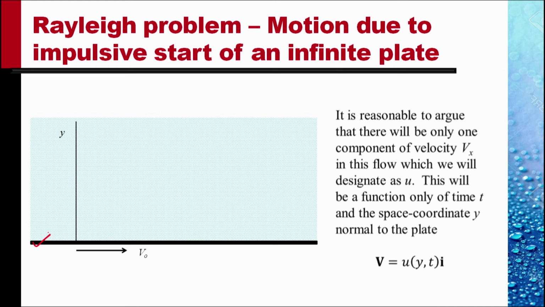It is reasonable to argue that there will be only one component of velocity Vx in this flow, which we will designate as u. This will be a function only of time and one space coordinate y normal to the plate. So the velocity vector of the fluid, the velocity field, is simply the horizontal velocity u, which is now a function of y and t.